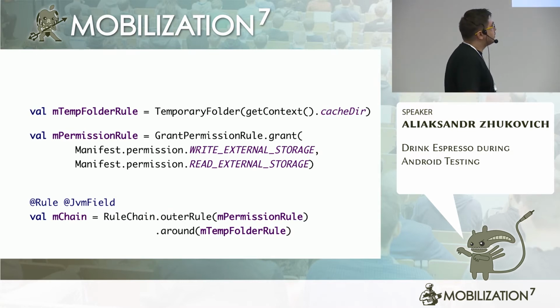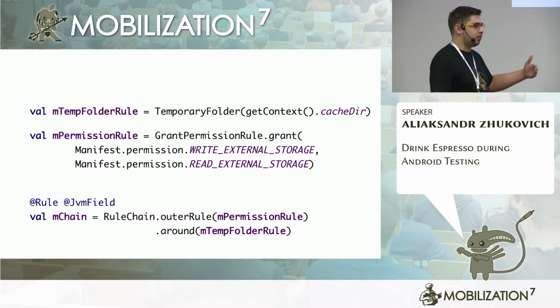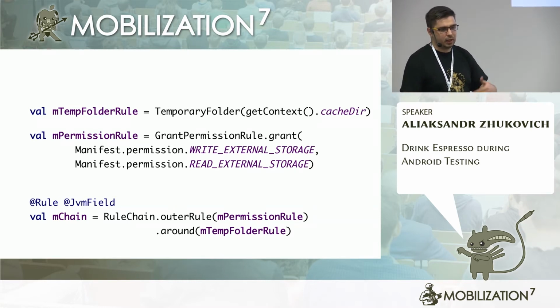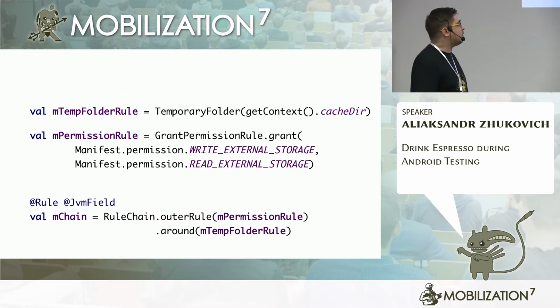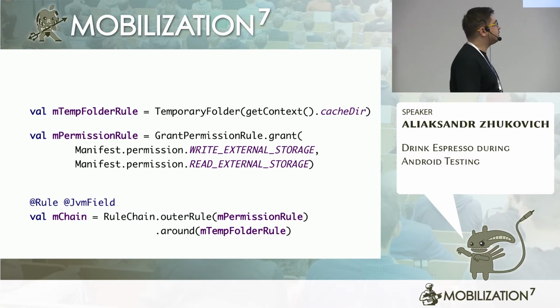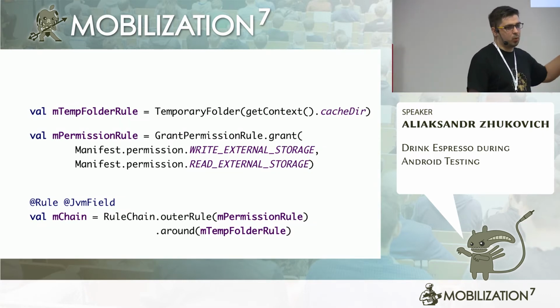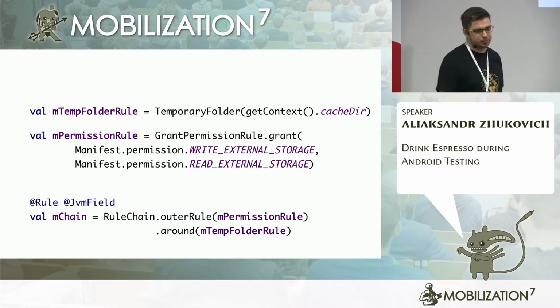We have the default JUnit rule TemporaryFolder, which creates a temporary folder before the test and removes it after. But unfortunately, on Android, if we would like to create this folder, we should have permissions for reading and writing external storage, if we need external storage, of course. And here we can create a RuleChain, where firstly we add permission to our device, and then we can handle our folder creating and removing files. This code is from a real production application, and it works correctly without any problem.